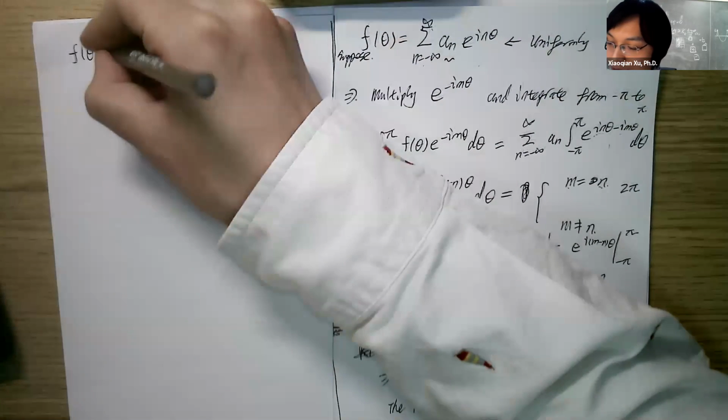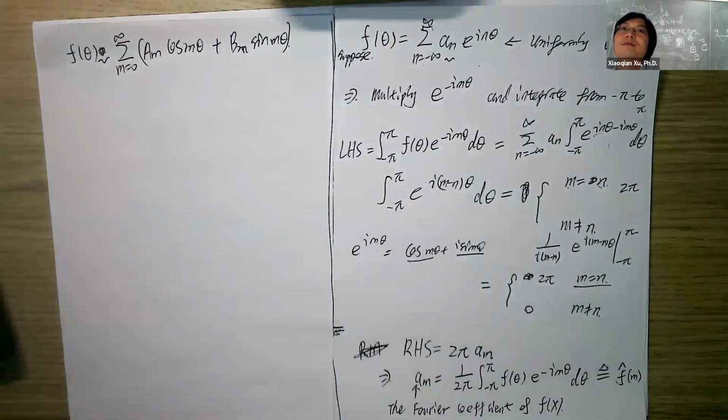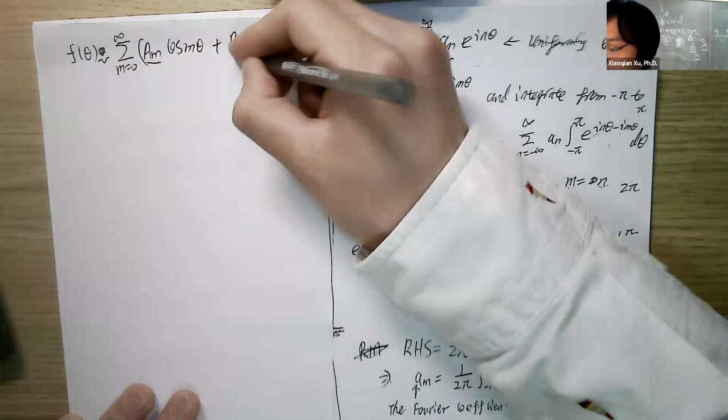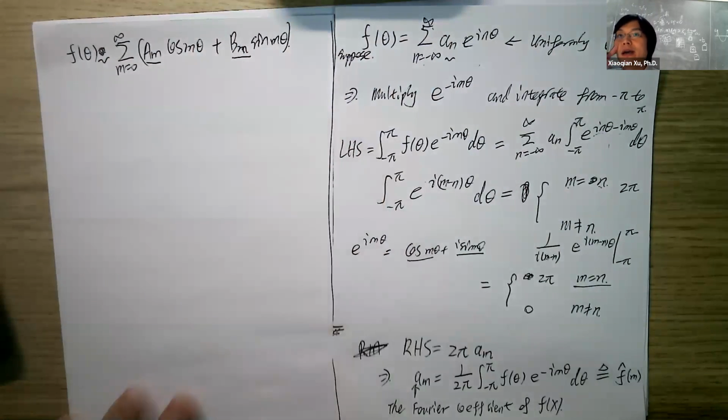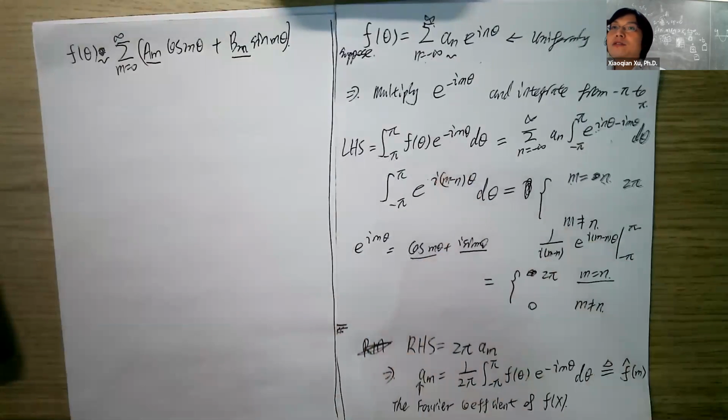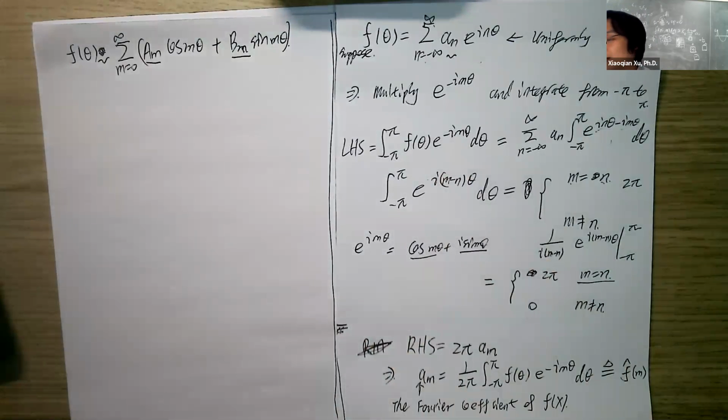Okay, maybe I shouldn't write it as equal. Maybe I should write it in this notation because they may not be equal to each other. But sometimes in some literature, they use a_m and b_m to denote the Fourier expansion, the Fourier series of f(theta). Now you can see that these two are actually equivalent, right? Because cosine theta is nothing but e to the i m theta plus e to the minus i m theta divided by 2. And sine theta, you can also write it, right?